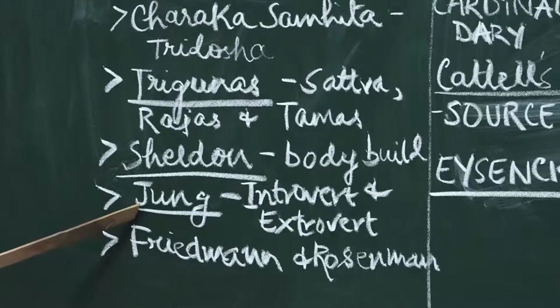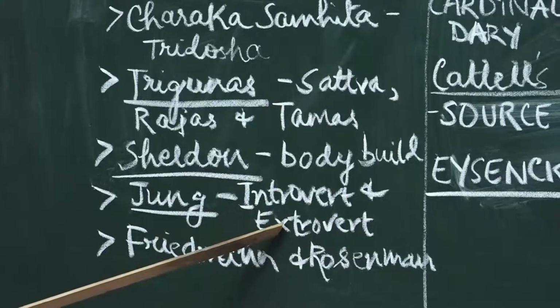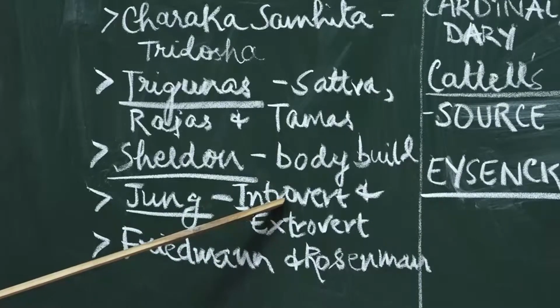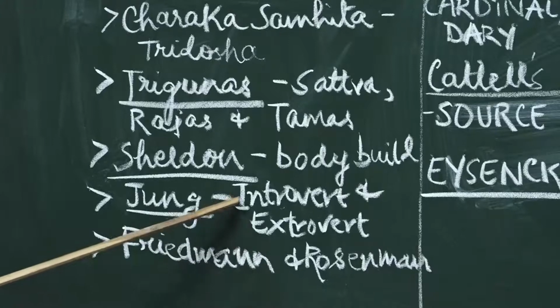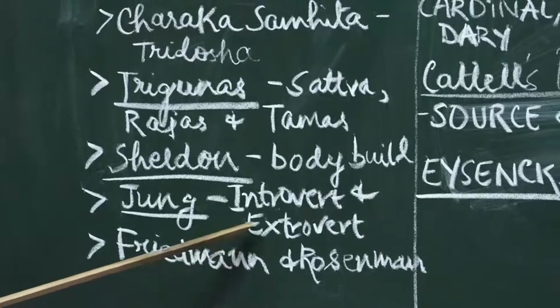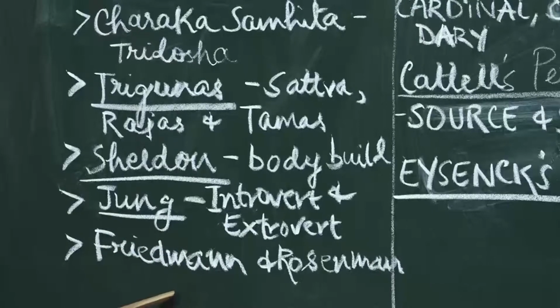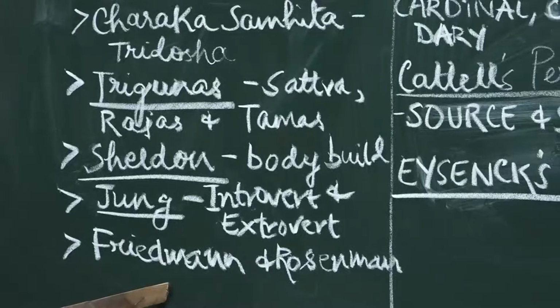Jung has classified the people into 2 types: introvert and extrovert. Introverts, as you know, tend to be shy, withdrawn, alone and keeping to themselves, whereas extrovert people are very sociable and outgoing. The next typology has been given by Friedman and Rosenman.